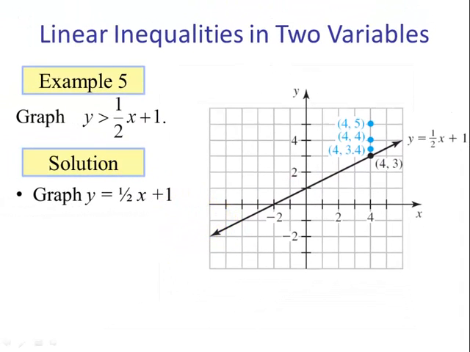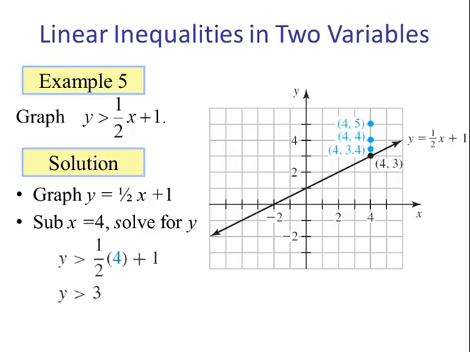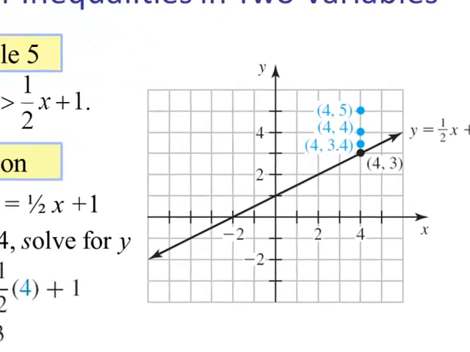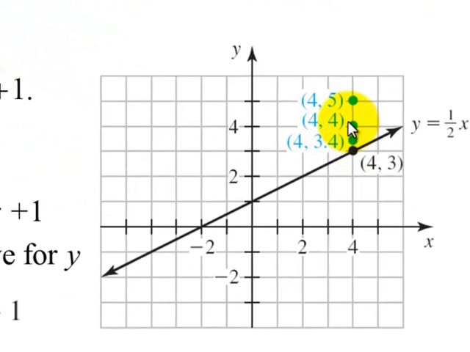Next we see that the graph cuts the coordinate plane into two regions, above the line and below the line. So if we substitute in when x is 4 and solve for y, we would have y is greater than 1/2 times 4 plus 1, which would mean y is greater than 3. So these are 3 points where y is greater than 3.